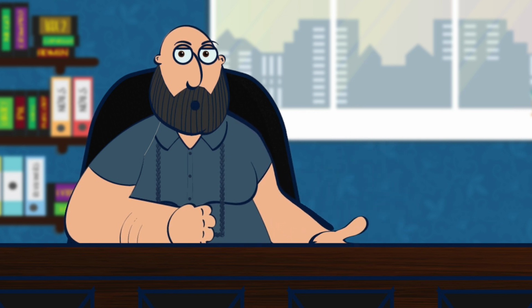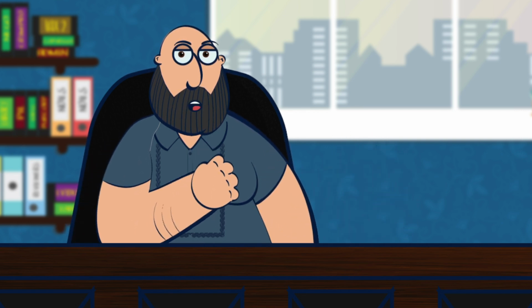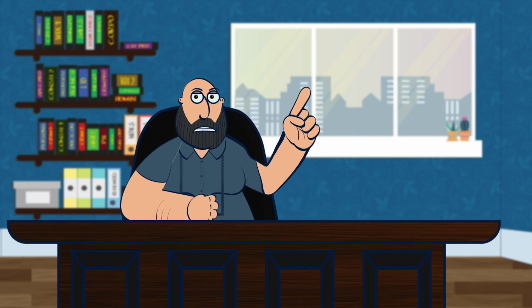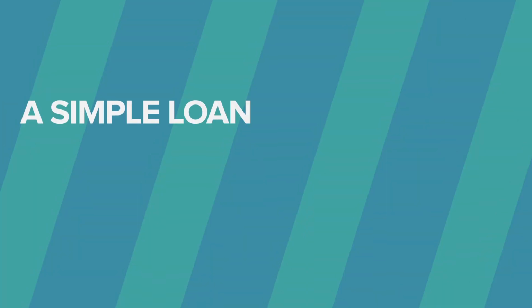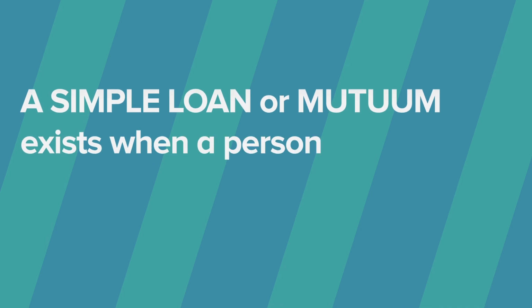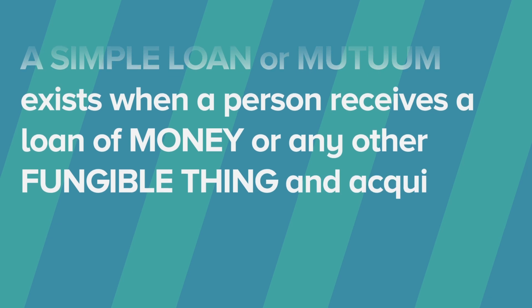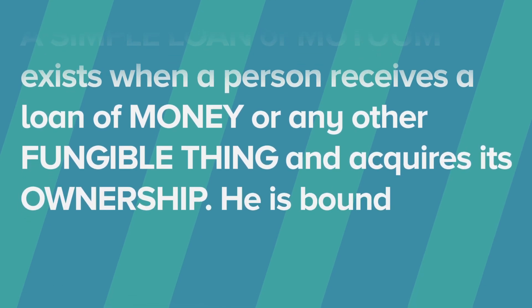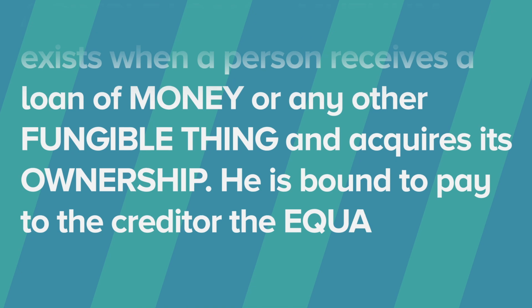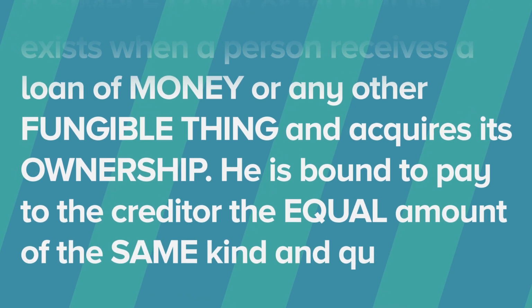Contracts are binding between the parties whether oral or written. The law is explicit that all contracts shall be obligatory in whatever form they may have been entered into, provided all the essential requisites for their validity are present. A simple loan or mutuum exists when a person receives a loan of money or any other fungible thing and acquires its ownership. He is bound to pay to the creditor the equal amount of the same kind and quality.